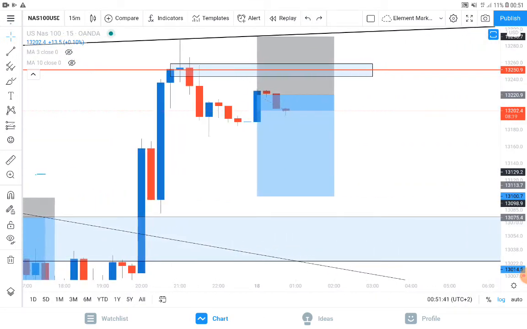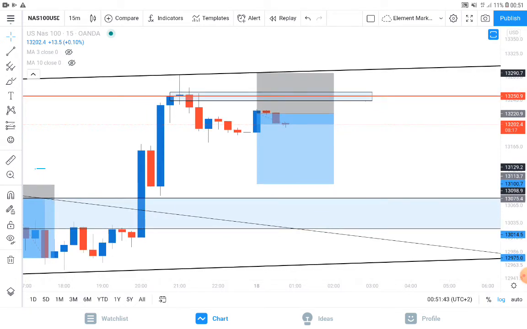But yeah, so I'm expecting another move to the upside, create a double top formation, and then melt down at least to 13,075. That's what I'm expecting. So we'll see what happens tomorrow in the market. But yeah, it's basic price action, guys. I'm just following price action.